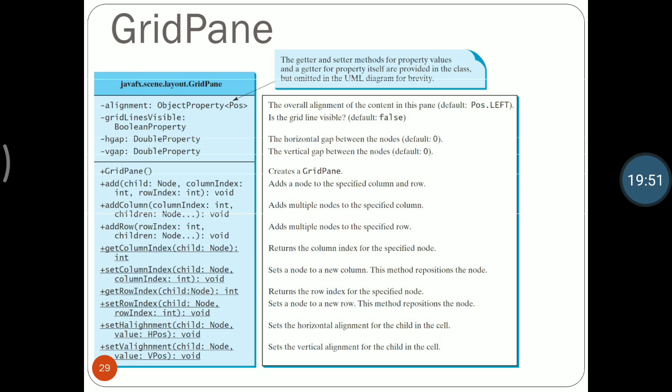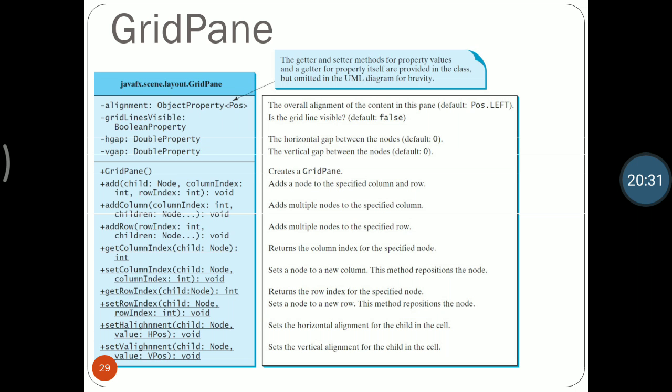Second one is GridPane. GridPane has properties like alignment, gridLinesVisible, hgap and vgap. Alignment will provide the overall alignment of the content in this pane. By default, it will be left. GridLinesVisible gives grid lines visibility. By default, it will be false. Hgap and vgap will give the horizontal and vertical gaps.